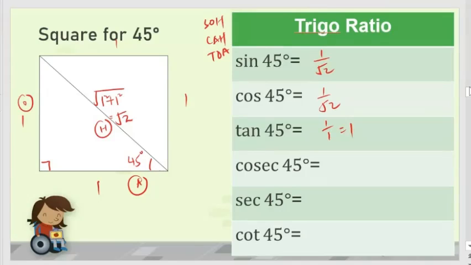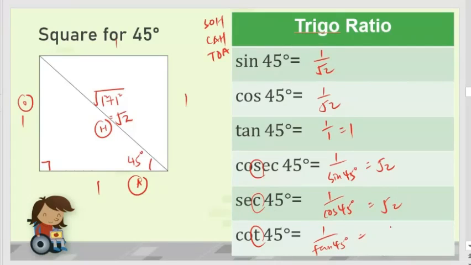Then cosec is 1 over sine 45, the reciprocal of sine 45. Sine 45 is 1 over square root 2, so cosec is square root 2. Then secant is 1 over cos 45, so it's square root 2. Cotangent is 1 over tangent 45, so 1 over 1, still 1. So from here we can get the values for the 6 trigonometric ratios at 45 degrees.